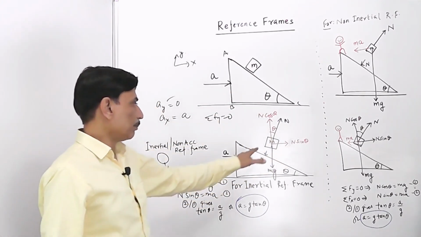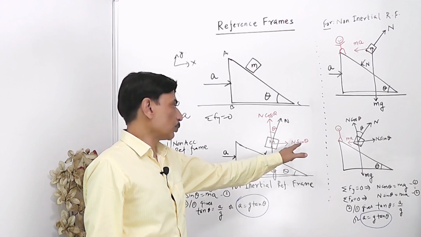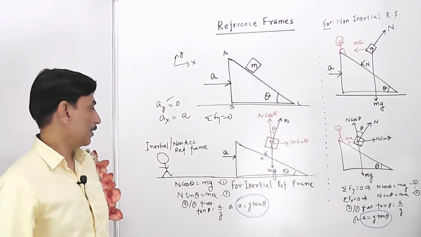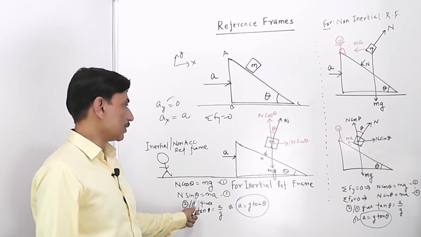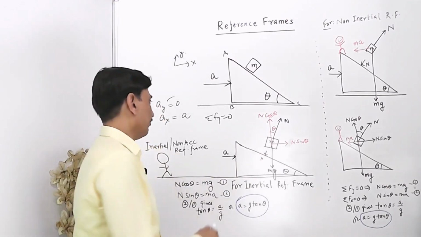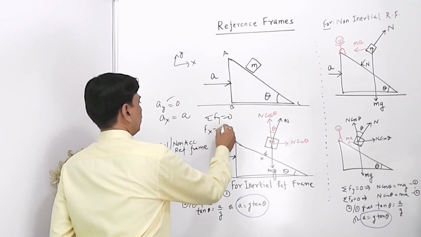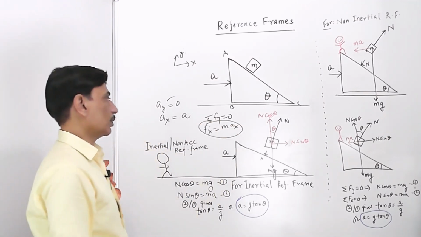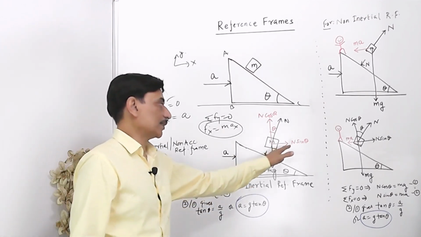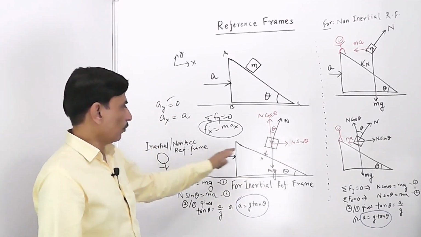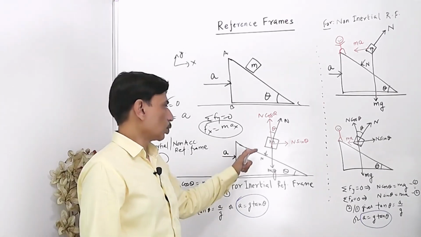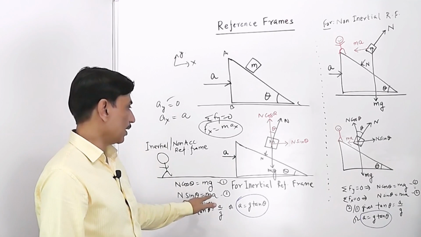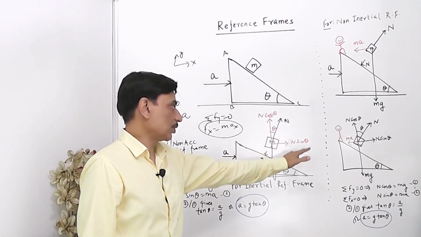Second, this block is moving this way with the same acceleration as that of the wedge, so it must have acceleration A this way. That's why the force N sin theta is responsible for its acceleration. This is the Fx. Fx is equal to m into ax. What is Fx? The unbalanced force along the x-axis, N sin theta. There is no force to counterbalance it, so N sin theta is responsible for acceleration on the x-axis.